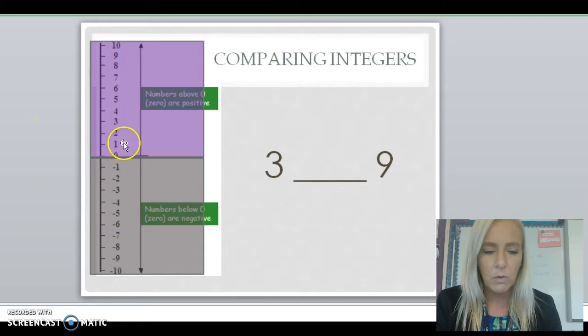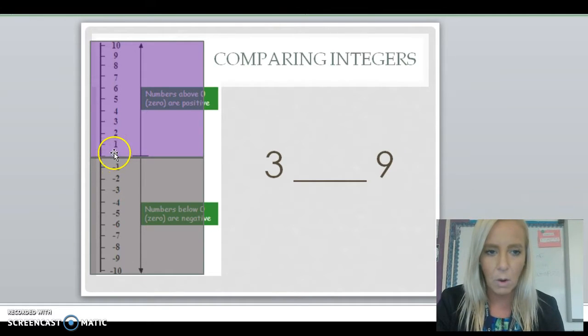All right, comparing integers. What I did is I created a number line that was vertical. So think about this as sea level. So the level in which you're standing is at 0. If you go up in elevation, it increases. And as you go down in elevation, it decreases. Hence our positive numbers and our negative numbers.